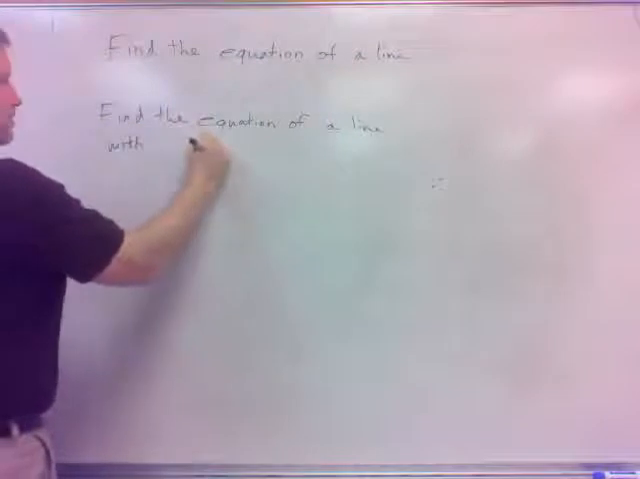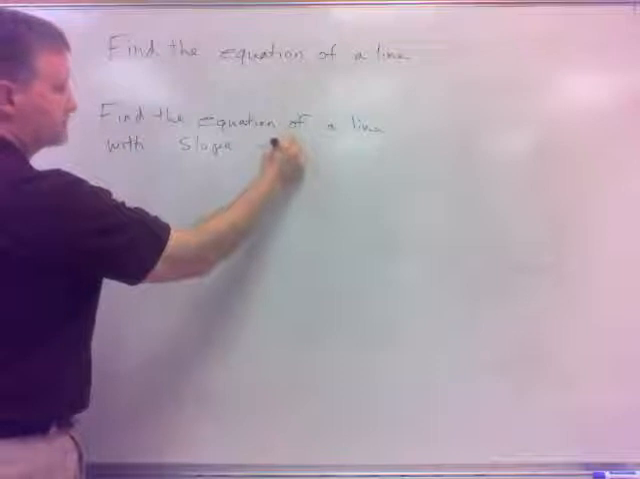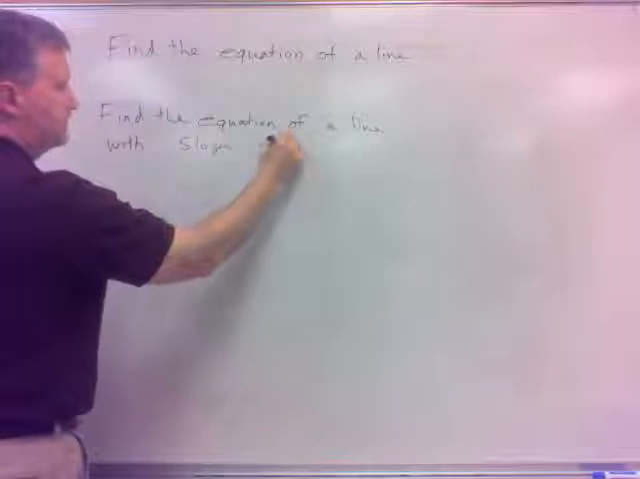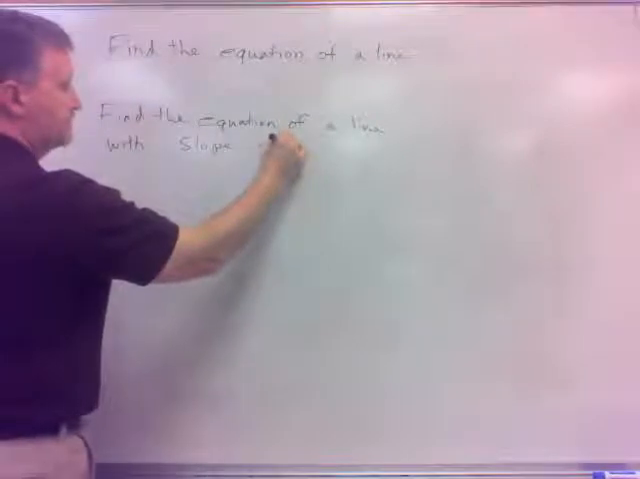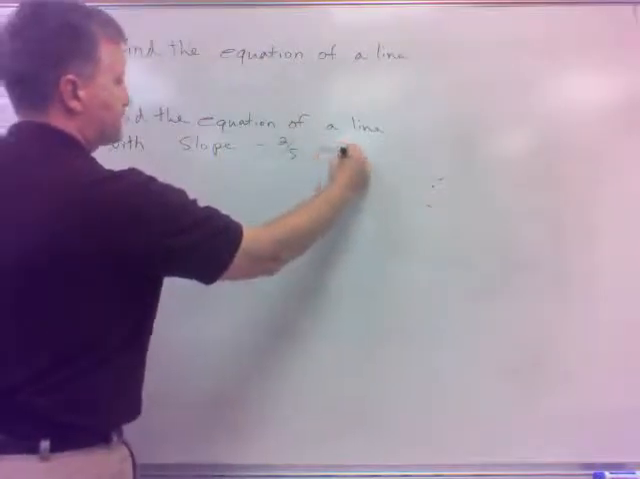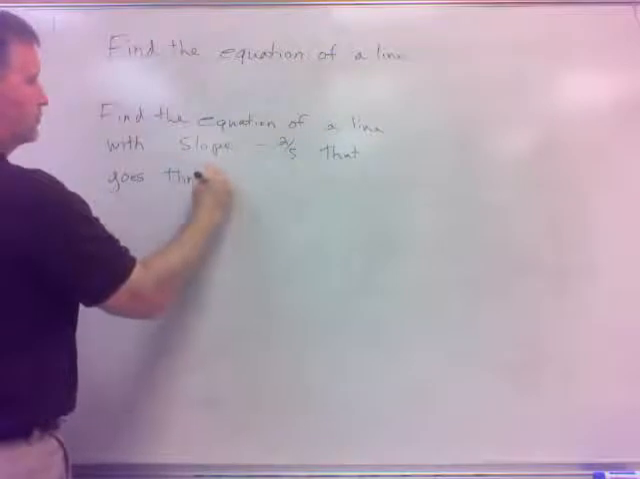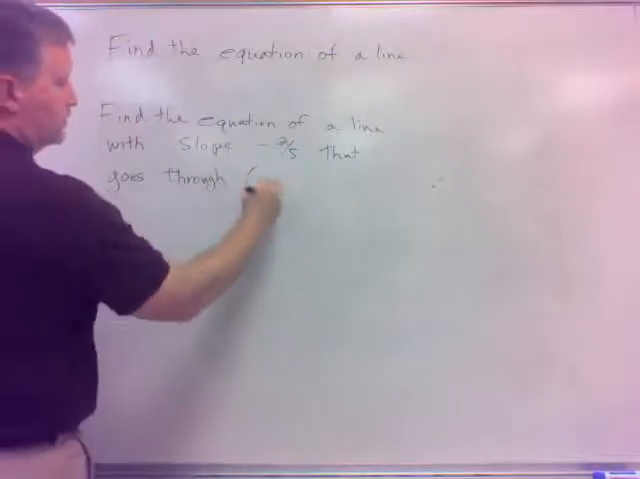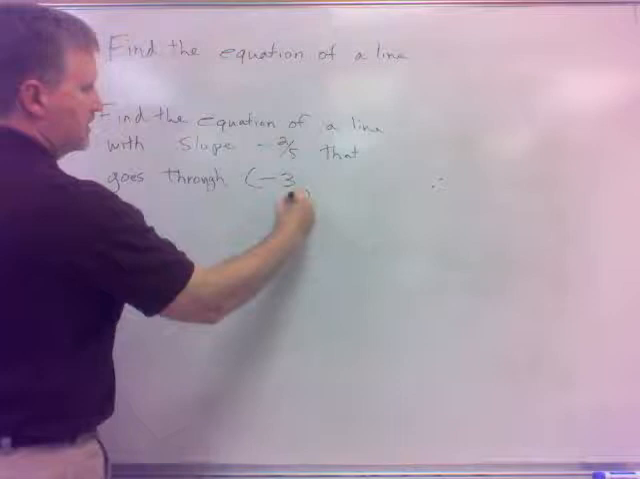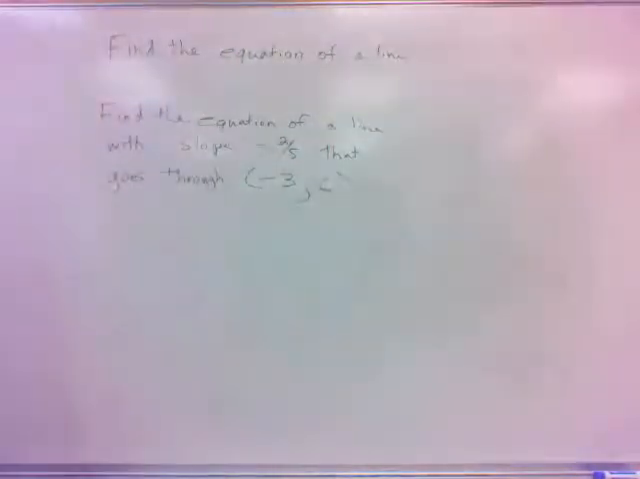With slope, let's say, negative 2/5 that goes through negative 3, 6. Find the equation of the line with slope negative 2/5 that goes through negative 3, 6.